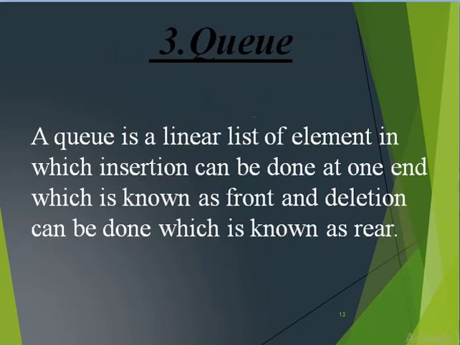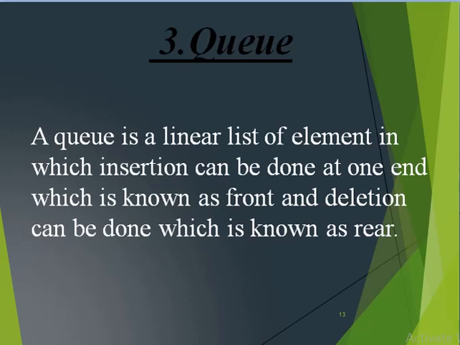The third linear data structure we can say is the queue. A queue is a linear list of elements in which insertion can be done at one end, known as the front end, and deletion can be done at another end, called the rear end. The queue follows the first in first out property.